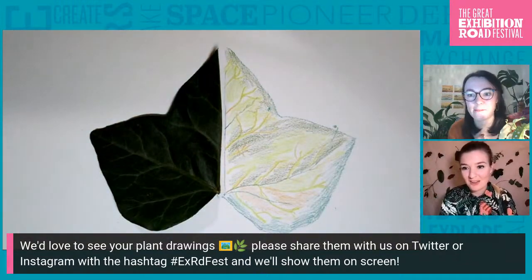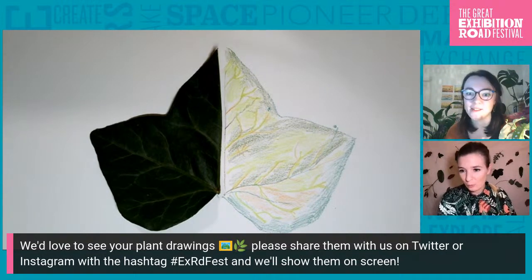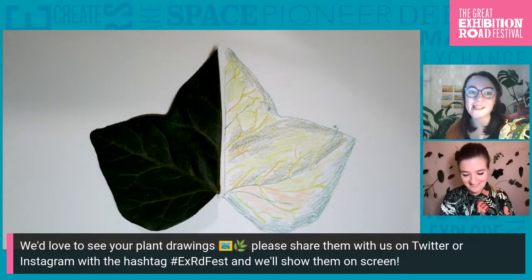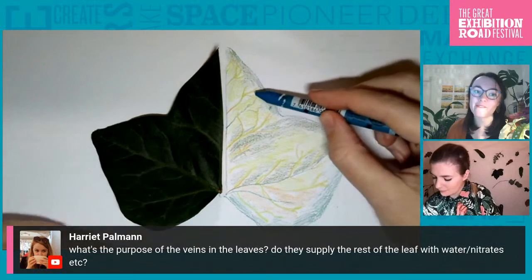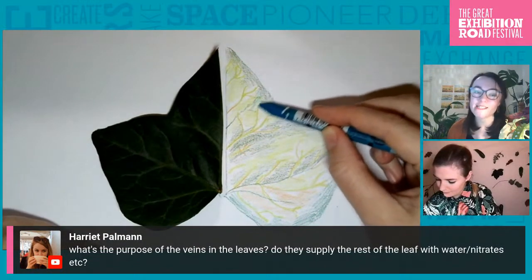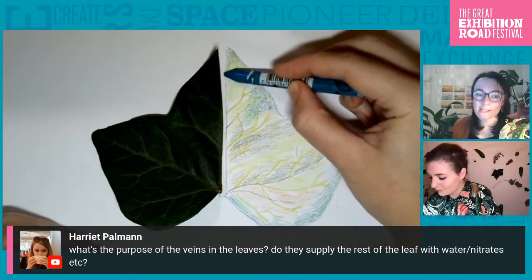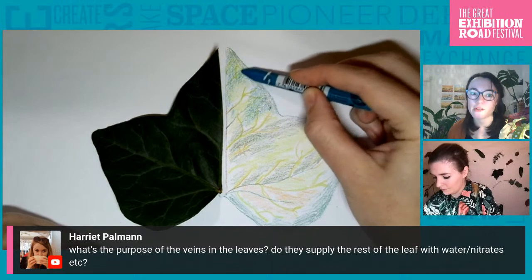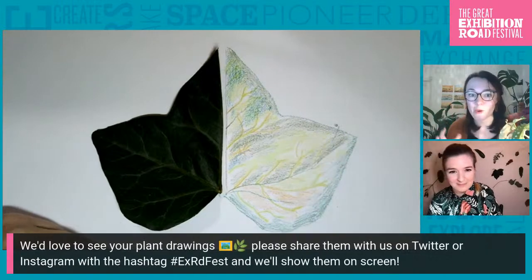That's awesome. And Kathy, we've just had a question in from Harriet, which is, what's the purpose of the veins in the leaves? Do they supply the rest of the leaf with its water and nitrates? Wow, that's a very astute question. It's a little bit like you having veins, and it's the same name even. We have veins to allow blood to go around our bodies and to get nutrients around the body, and it's kind of the same in plants. Veins have multiple purposes, but especially needed to get water and nutrients to different parts of the plant. So as you can see in the drawing that Abby's doing, the veins need to extend to all different parts of that plant.